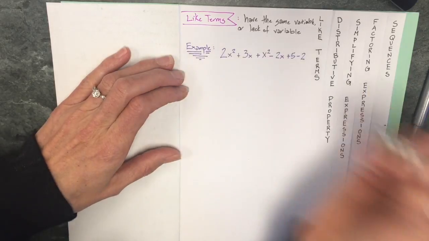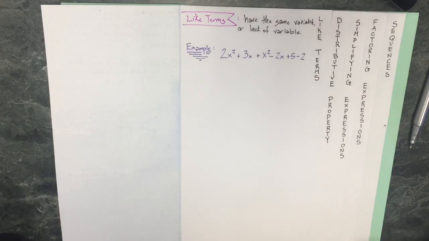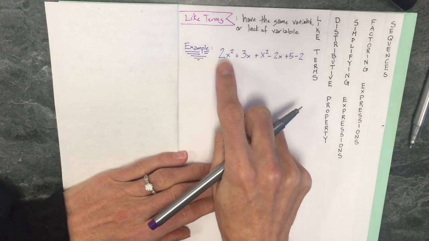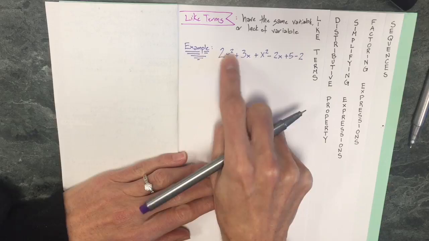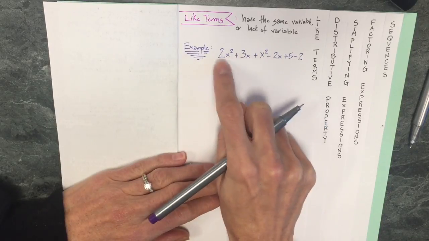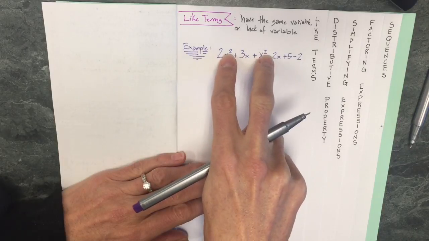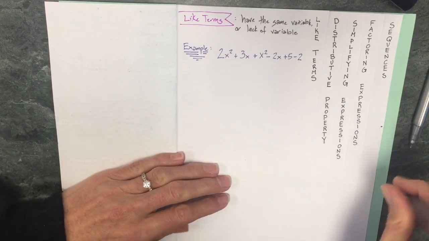So you can probably tell that some terms have things that look the same. Like this is 2x squared and this is x squared. So these are both like terms. They have the same variable to the same power. So those are our like terms.